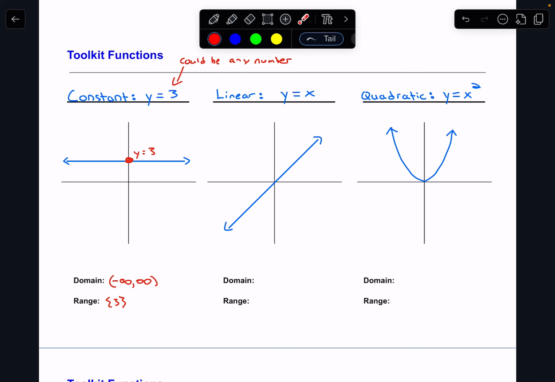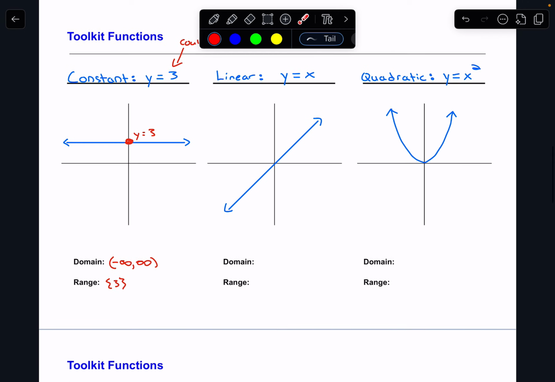Okay, a linear function we've seen plenty of. That's just a straight line. The basic one is y equals x, where it has a slope of 1 and a y-intercept of 0. This is the easiest one to remember domain and range for because it's everything. So the domain is negative infinity to infinity, and the range is also negative infinity to infinity.